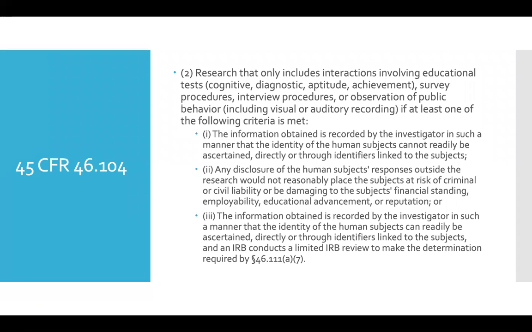Exempt Category 2 is defined at 45 CFR 46.104. This is in the Code of Federal Regulations. Research that only includes interactions involving educational tests, cognitive diagnostic aptitude achievement, survey procedures, interview procedures, or observation of public behavior, including visual or auditory recording, if at least one of the following criteria is met. 1, the information obtained is recorded by the investigator in such a manner that the identity of the human subjects cannot readily be ascertained directly or through identifiers linked to the subjects.